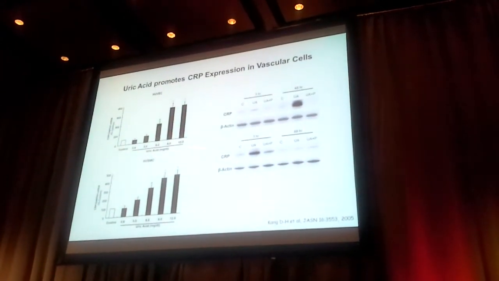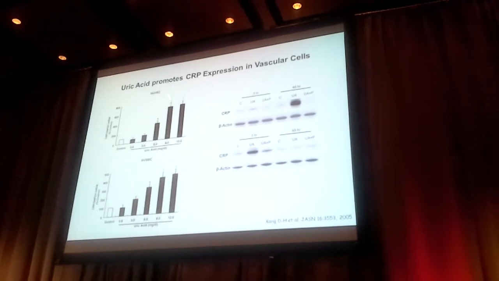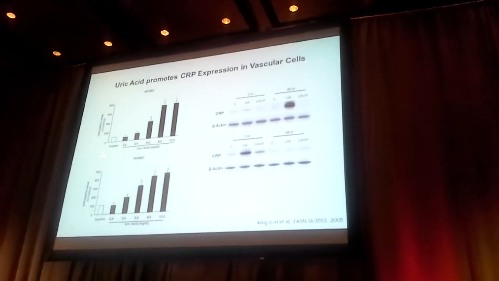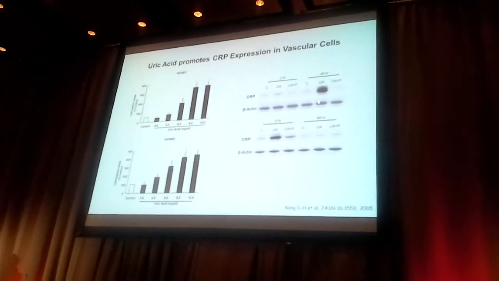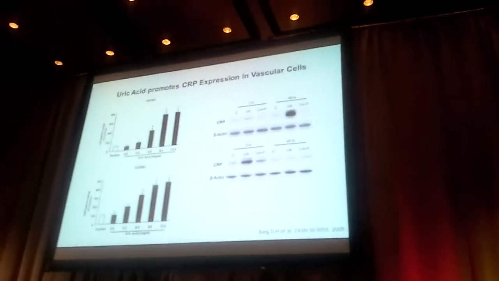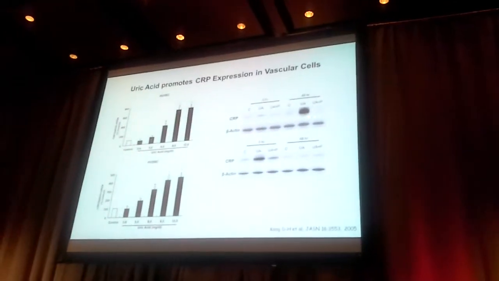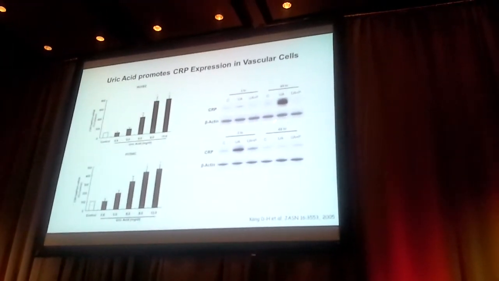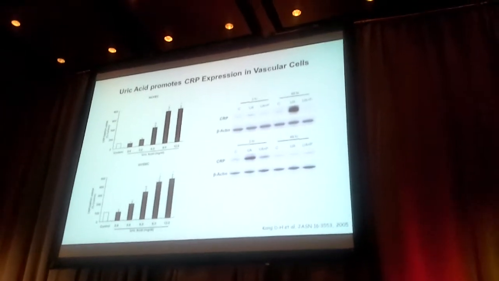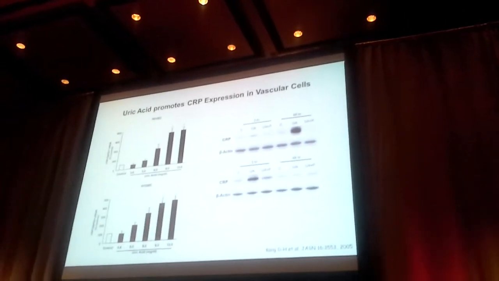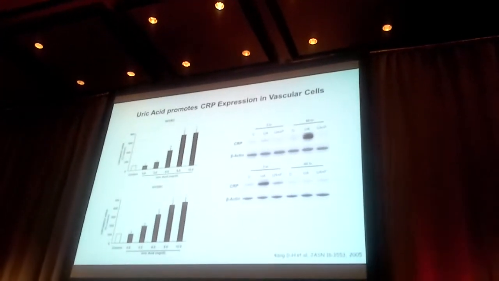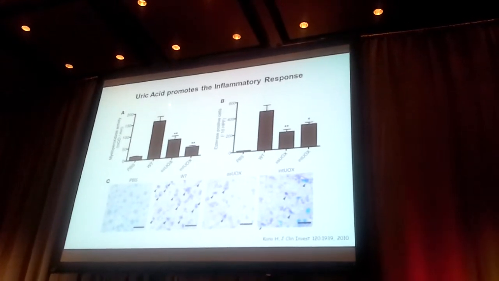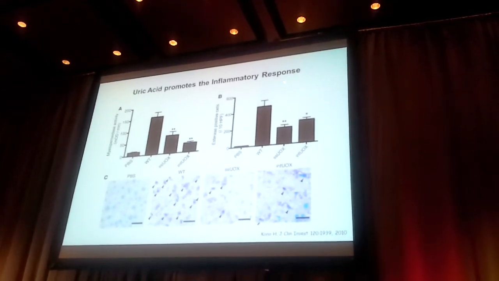So this is the data from our group. Uric acid actually increased CRP expression in endothelial cells as well as vascular smooth muscle cells. And with co-treatment of uric acid with probenecid, there is a down-regulation of CRP expression, again suggesting that uric acid per se inside of the cell can induce inflammation in these human vascular cells.